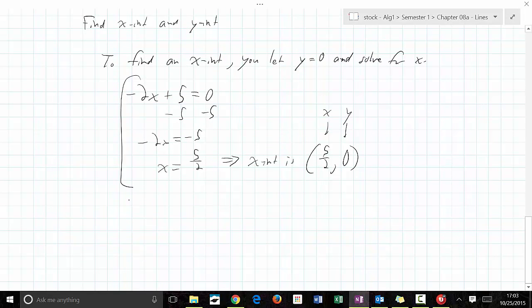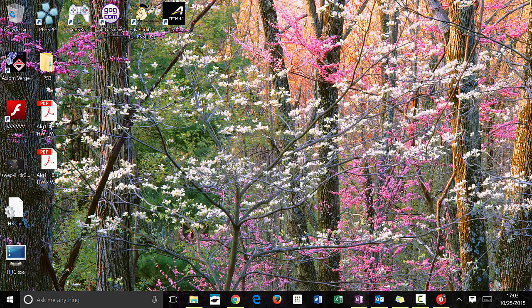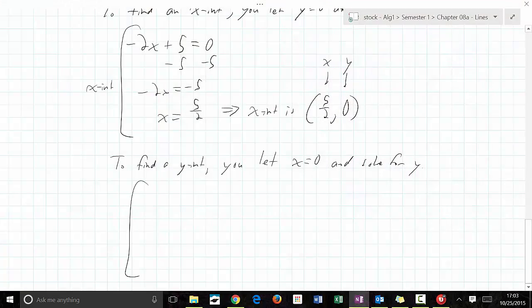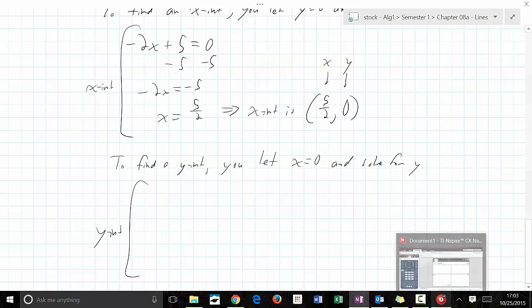Now, I'm going to do the same thing for the y-intercept. This is the x-intercept. Let's do the y-intercept. To find a y-intercept, you let x equal 0 and solve for y. It's the reverse process, and this is very, very important to keep straight with what you're doing when you get both an x and a y-intercept.